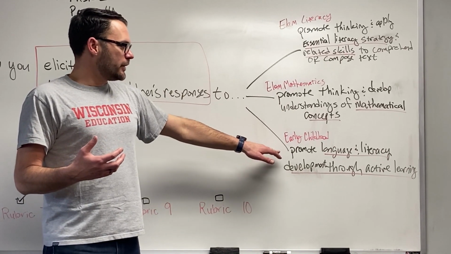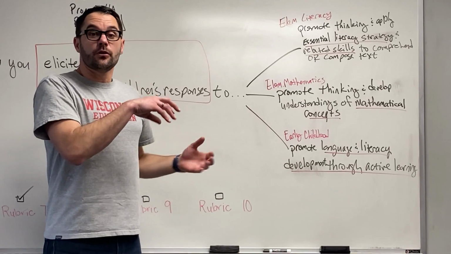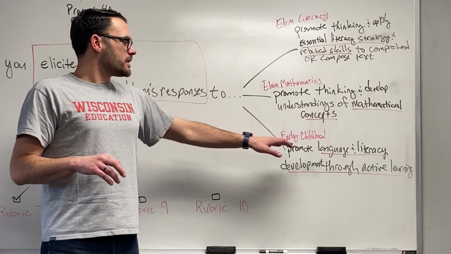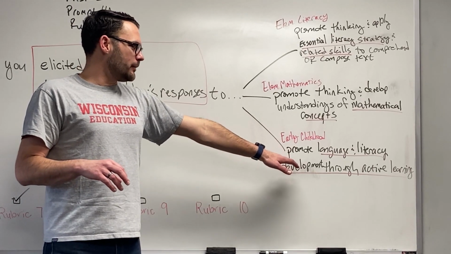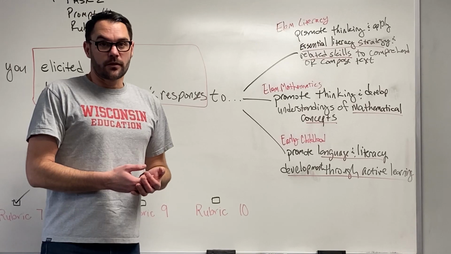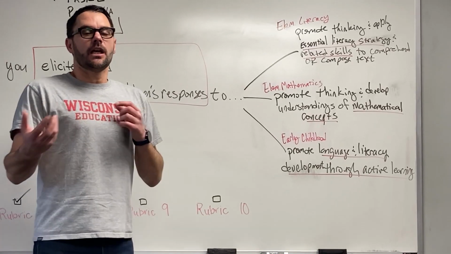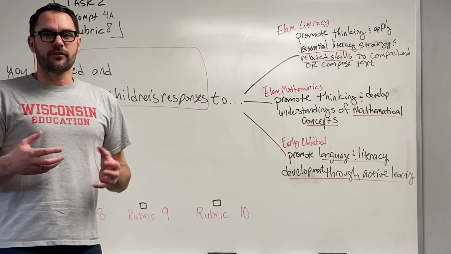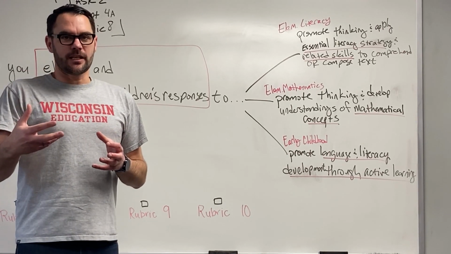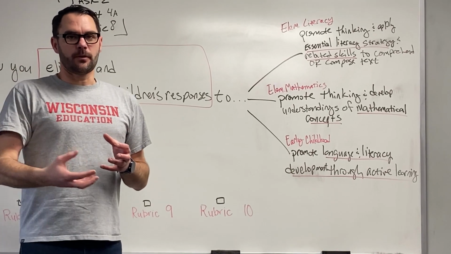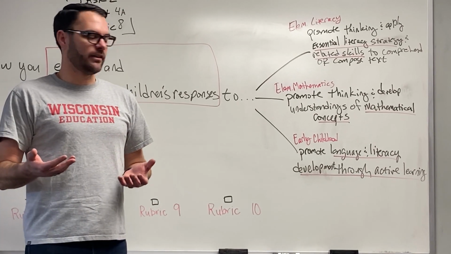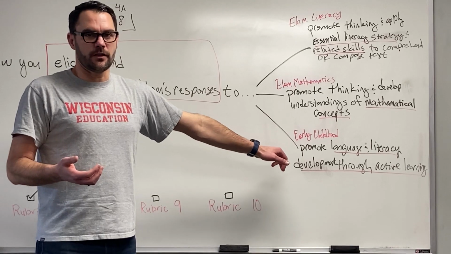Finally, for early childhood, how are you eliciting student responses and building upon them to promote language and literacy development through active learning? So for example, if you're doing a lesson on sequencing, how did you use questions to try to develop students' thinking from simple to complex? What was the role of questioning and you building upon student responses in helping them learn in that way?